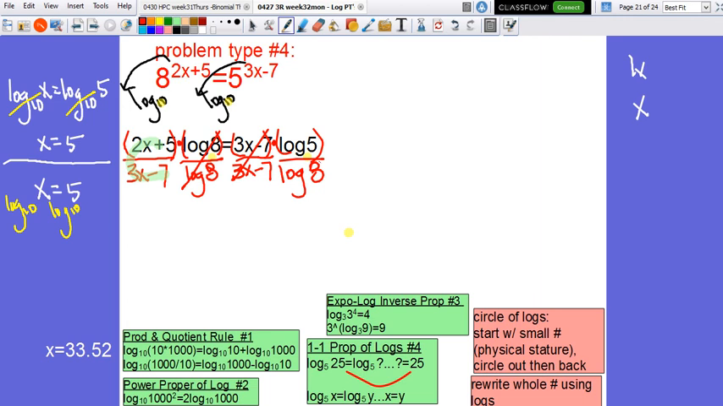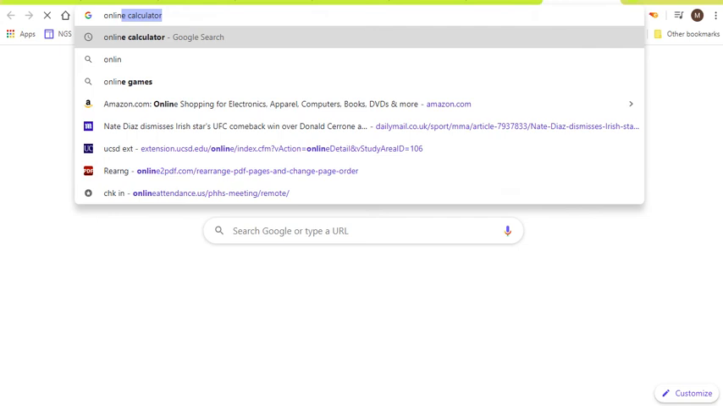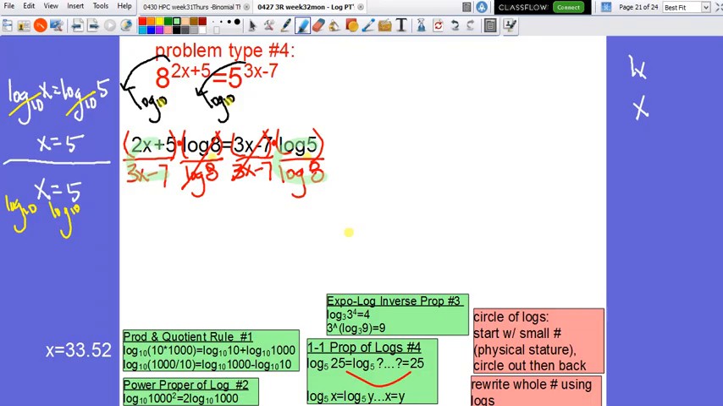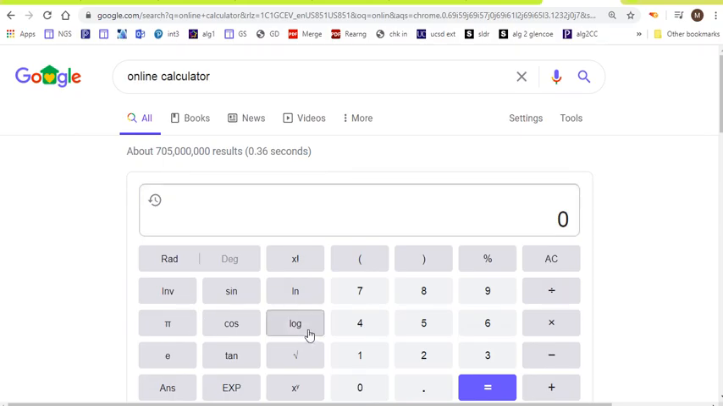Okay? So as of right now, I have all the x's on the left. I got all the logs on the right. All the x's on the left, all the logs on the right. And by the way, you're going to go on Google and do online calculator. Okay? And let's do log of 5 divided by log of 8.